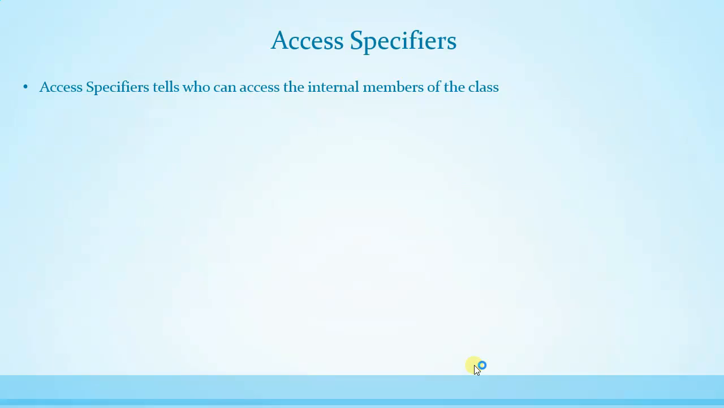Access specifiers tell who can access the internal members of the class. Here the internal members are data members or methods. The class members can be a method or it can be a data field.